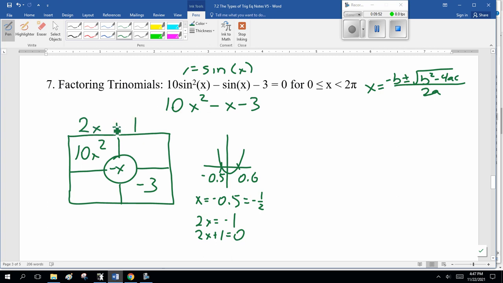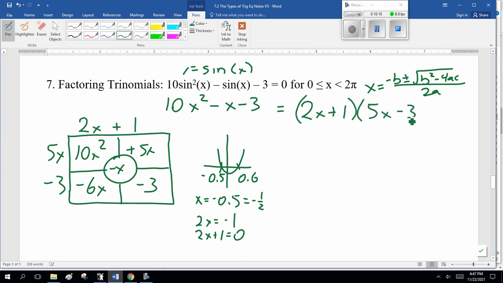Okay. Then I asked, what times 2 gives me 10? That's 5x. Minus 3, so it's minus 6x plus 5x, so yes. So this equals 2x plus 1 times 5x minus 3. Now, I did that quickly, I fully admit that, but that's factoring and solving. You should be able to do that. I don't care how you do it as long as you can do it.